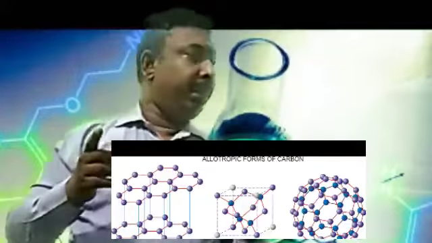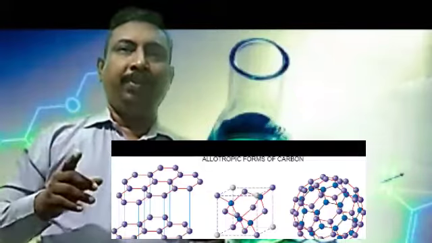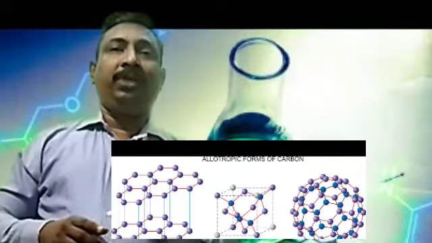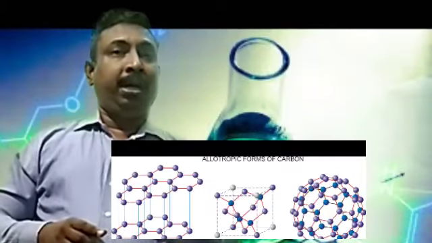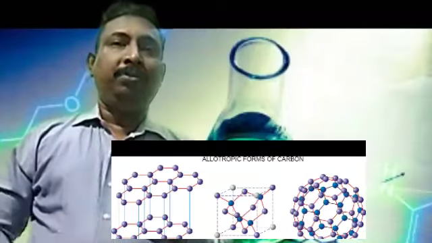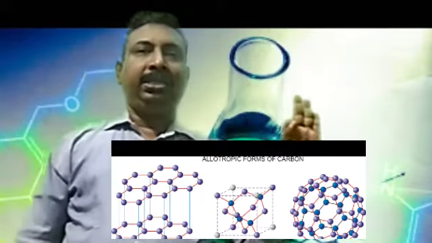I hope you understood what allotropy is. What is allotropy? Existence of the same element in two or more physical forms, but with the same chemical properties. What are the allotropic forms of carbon? Diamond, graphite, C60. These three are called crystalline allotropic forms of carbon.